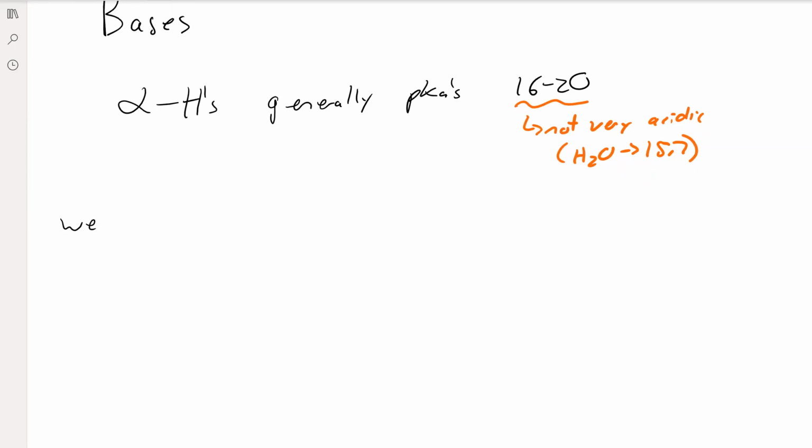And so whenever we use weaker bases, not necessarily weak bases, but weaker bases, like sodium hydroxide or an ethoxide, we will generate some enolate, but in our equilibrium, it's still going to favor the ketone form, the still protonated form. Now, remember, this is an equilibrium, so the enolate is still there and it can still do reactions.